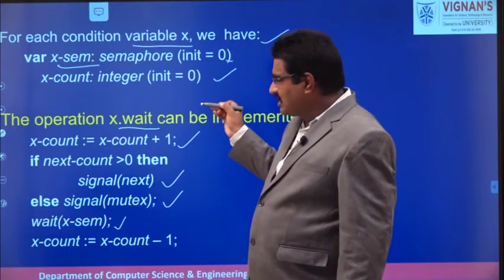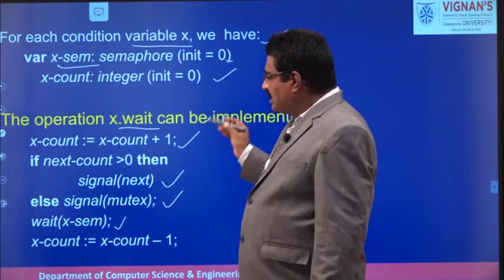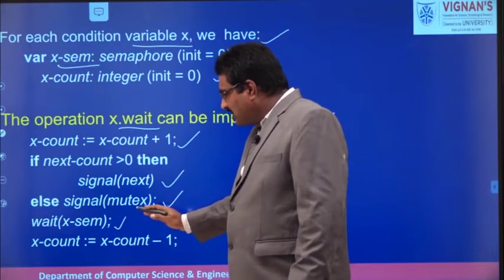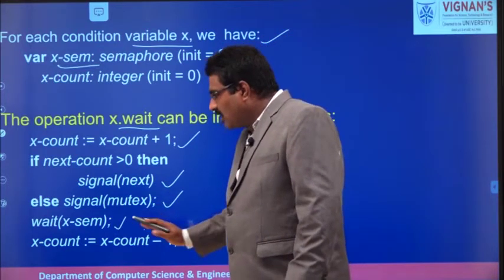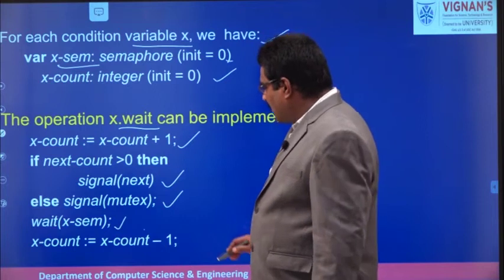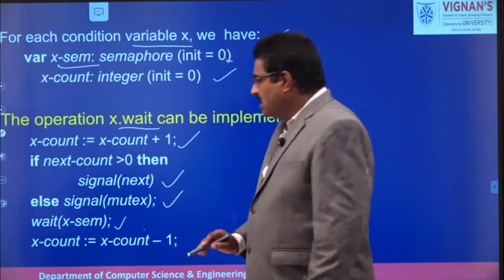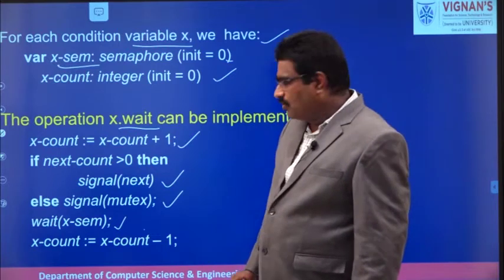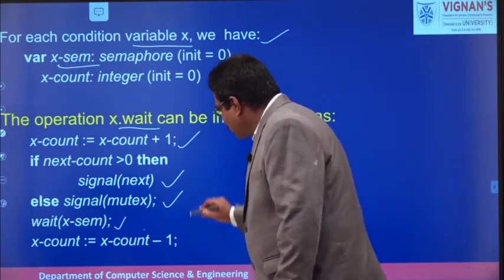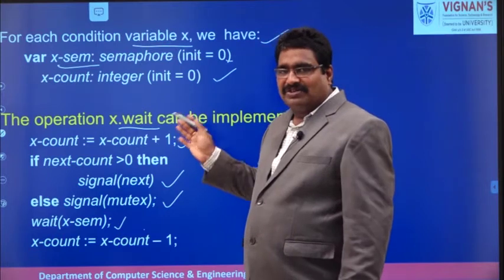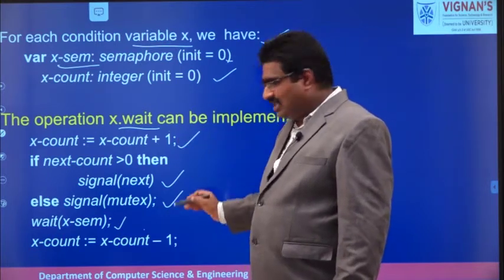Automatically, the process which calls x.wait is simply blocked; that is, the process is not allowed to come out of the wait function. After completion of the wait function, we use x-count equals x-count minus 1. We will discuss this code execution after completion of the signal function, with an example.